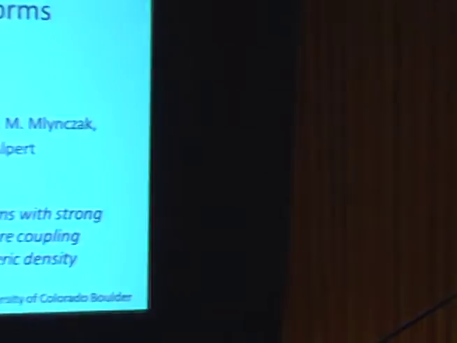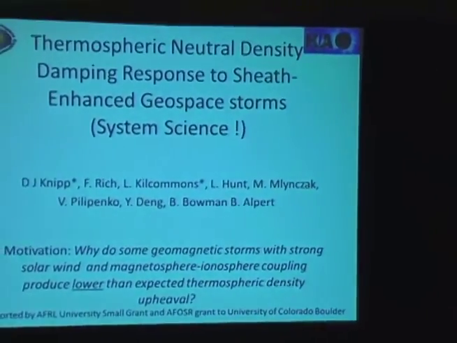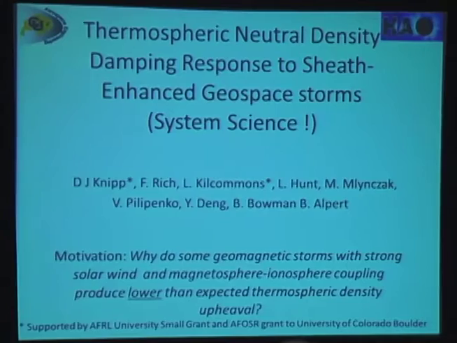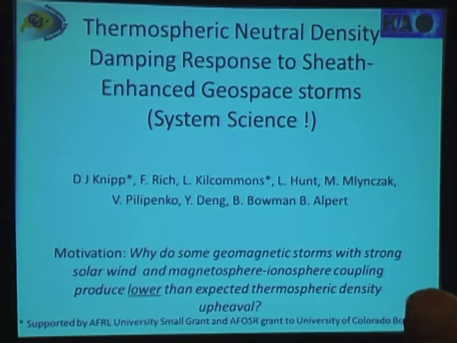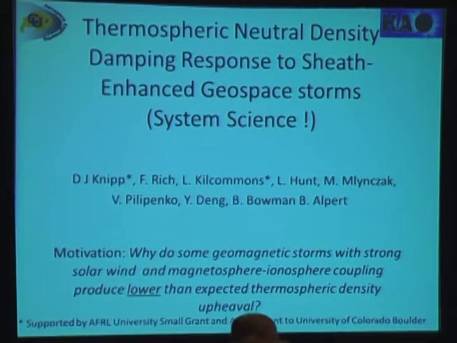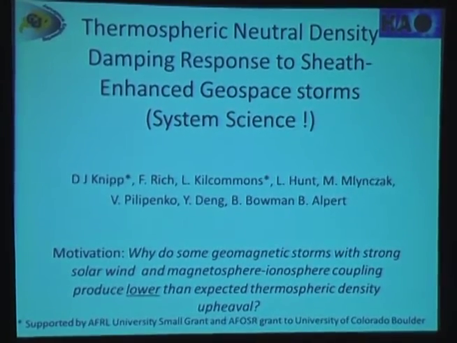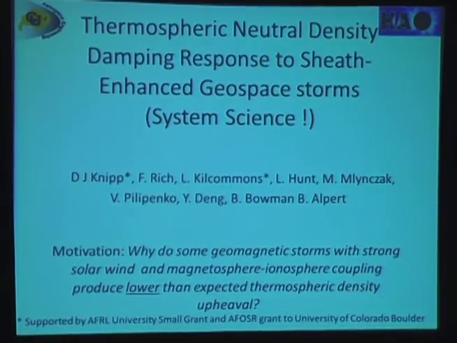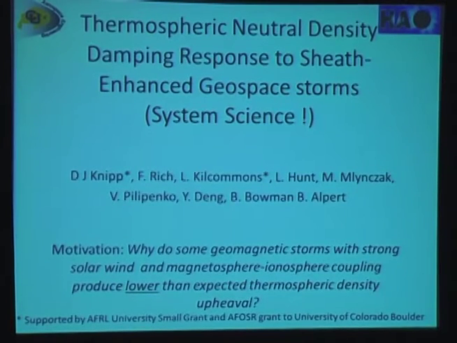I have been working with an excellent group of colleagues to understand why it is that some geomagnetic storms with particularly strong solar wind and magnetosphere ionosphere coupling produce lower than expected thermospheric density upheaval. This work, sponsored by Air Force Research Lab, AFOSR, and NSF, is actually coming from the operational community. Space Command has noticed that there are some events for which their forecasts that are based on ground-based indices simply do not represent what happens in terms of upheaval of thermospheric density. So that's the motivation. It is ops to research rather than research to ops.